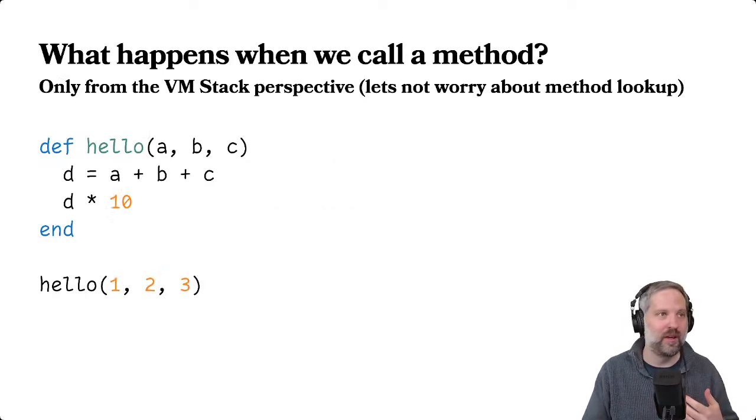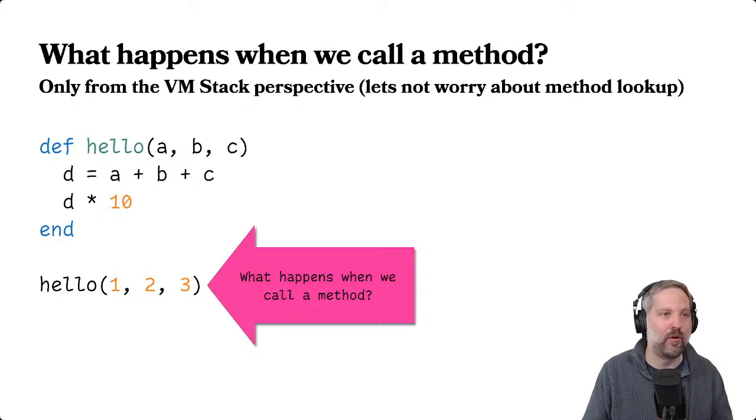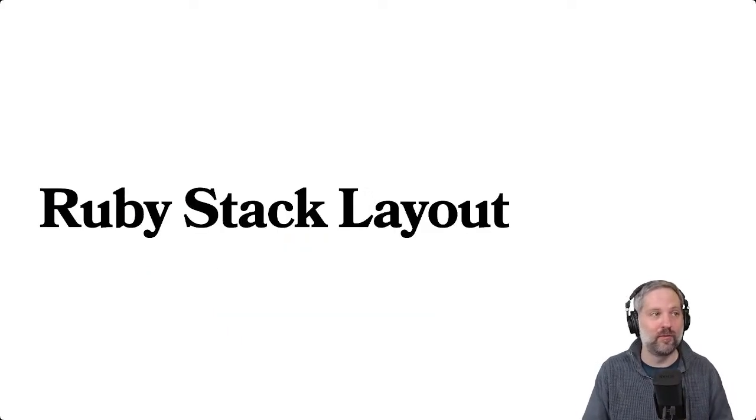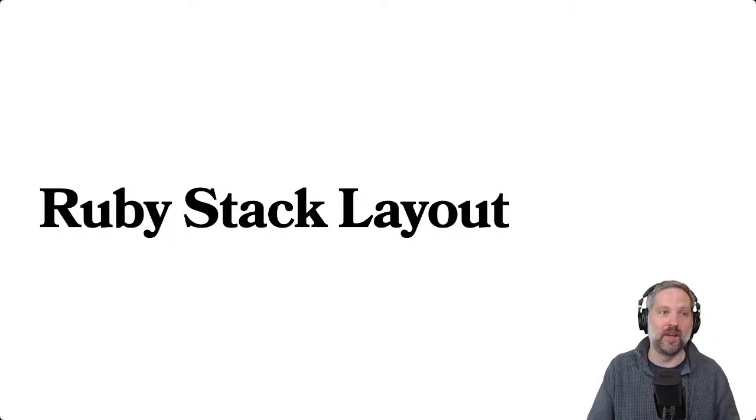So the question is, what happens when we call a method? Practically speaking, I want to discuss what happens when we call a method and how locals are associated with particular values, because as I said, parameters are also local variables. Here we have a method with three parameters plus one local variable inside the method body. So what happens when we call this method, and how are locals associated with particular values? To understand the answer, we just have to take a look at Ruby's stack layout.